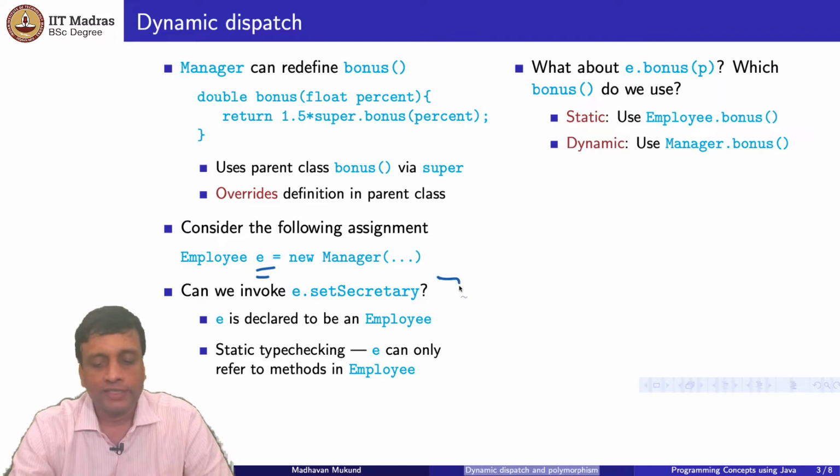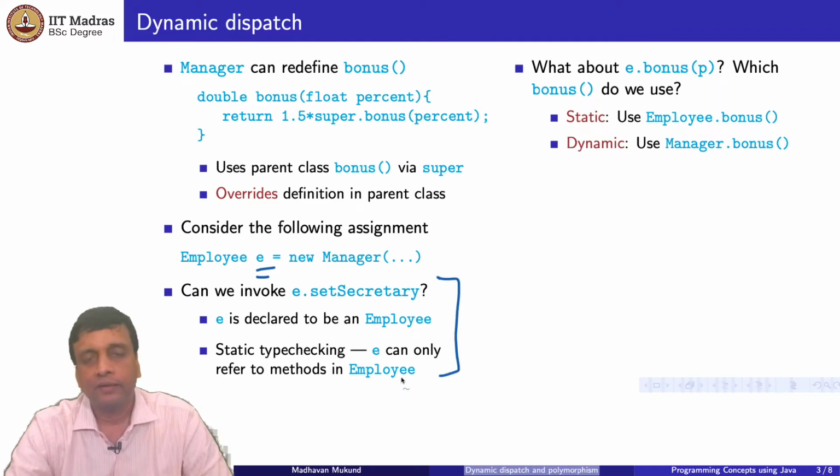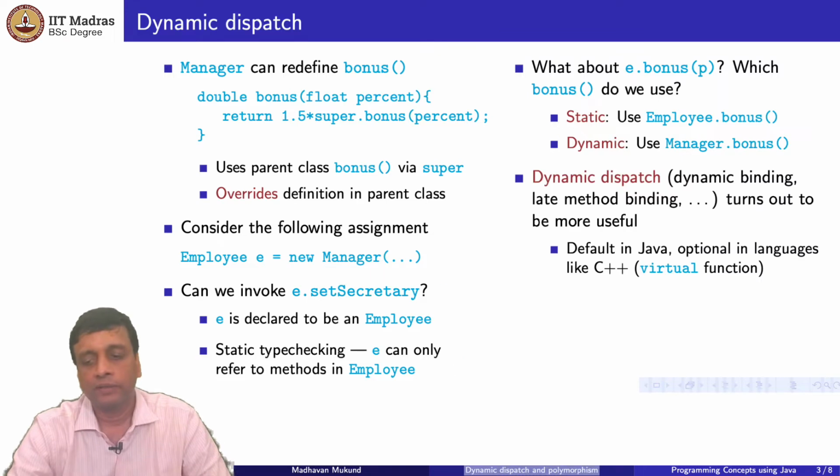If we follow the static route that we use for disallowing set secretary, then in the static sense, an employee variable should invoke the bonus which is defined in the employee class, right? However, if we are able to go past this and look at the dynamic status of the object, then we would rather use the bonus in the manager. So which of these do you think we will use?